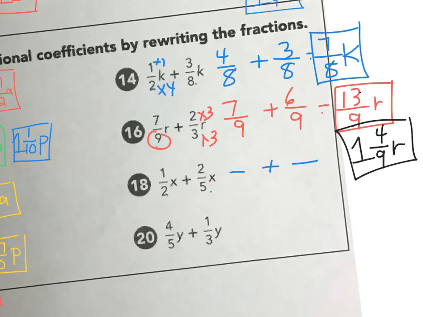Okay, 2 and 5, the lowest common denominator, 10. 2 times 5 is 10, so 1 times 5 is 5. 5 times 2 is 10, so 2 times 2 is 4. So 5 plus 4 is 9/10 x.